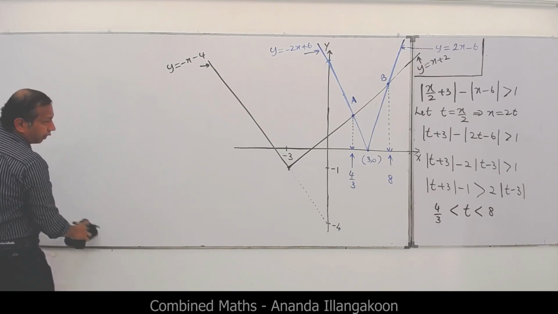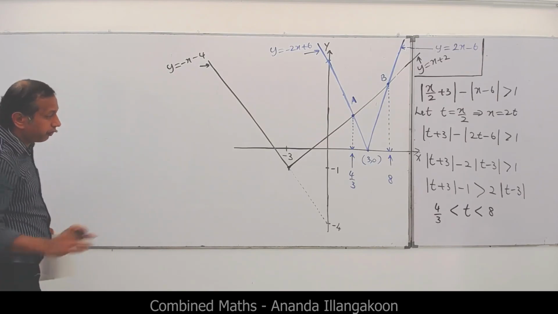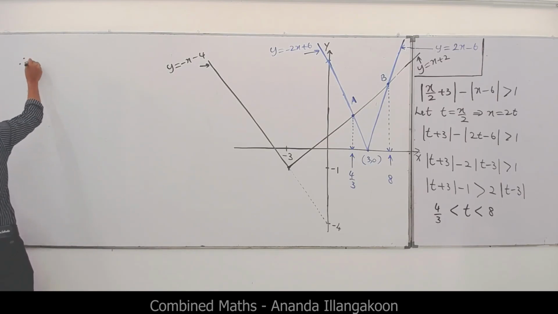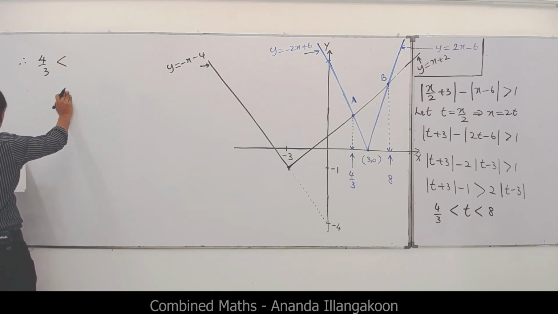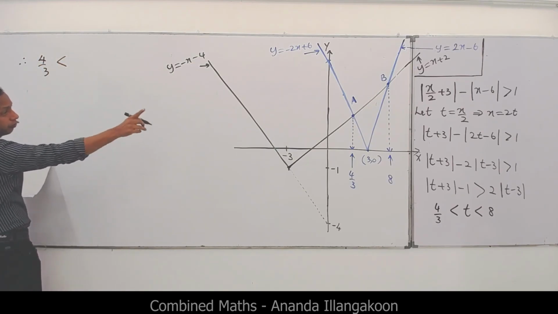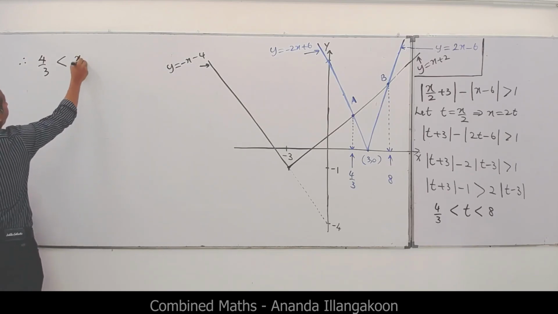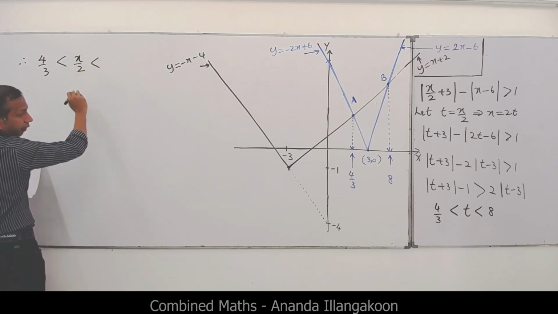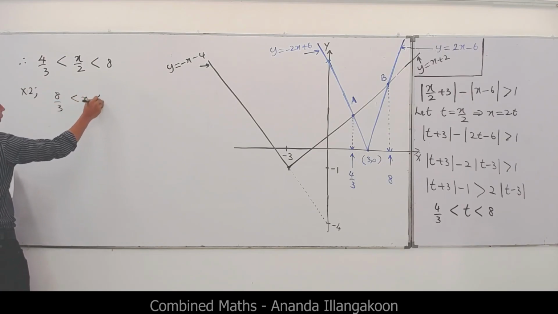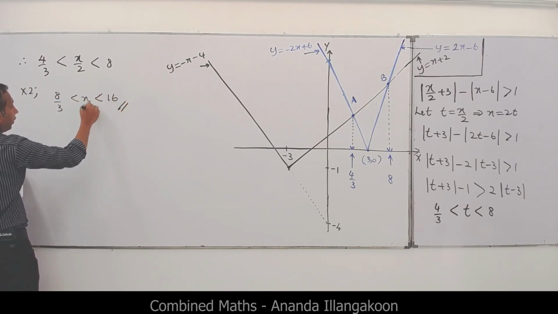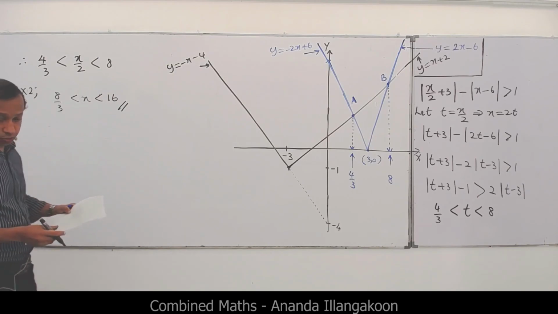Right, then the final answer we can write. Therefore, 4 upon 3 is less than what is t there? t is x by 2, no? x by 2 and 8. Multiply this by 2, 8 by 3, x less than 16. This is how we take the answer for the next part.